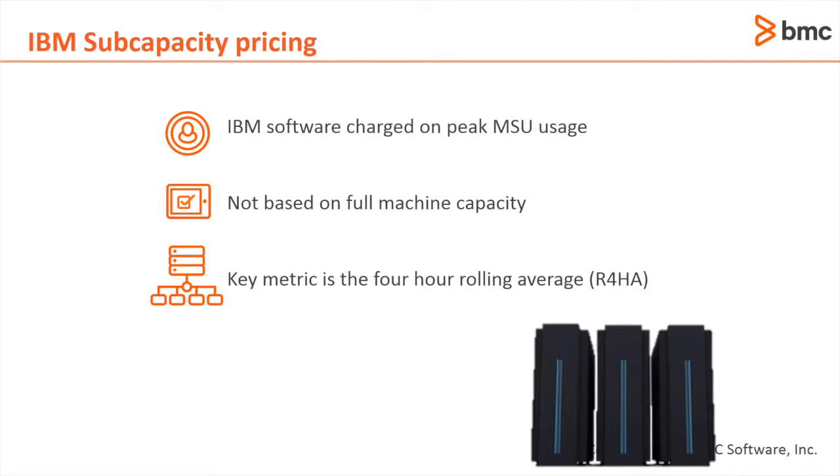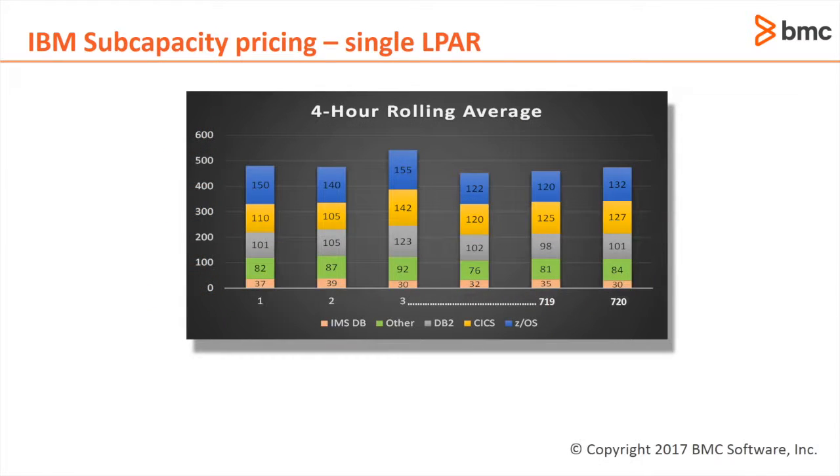The subcapacity reporting tool then produces a report based on this data, which is sent to IBM, who in turn uses the report to calculate the customer software invoice. Here's an example for one LPAR. The graphic shows the rolling 4-hour average of MSU utilization for the LPAR over the course of a month.